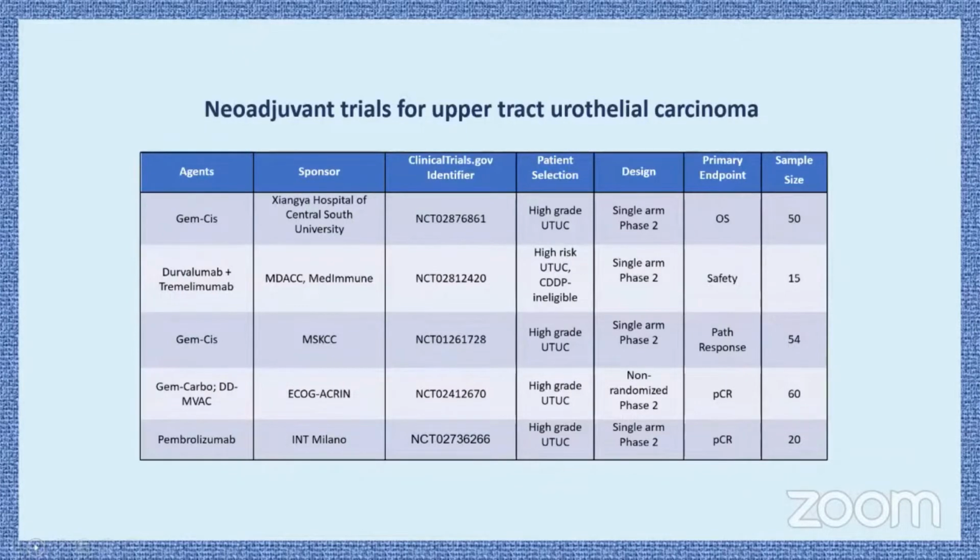Yeah, so these are some of the neoadjuvant trials for urothelial tract carcinoma, involving different drugs, which include gemcitabine-cisplatin, gemcitabine-carboplatin, and dose-dense MVAC. Along with that, there have been some studies which also include immune therapy, durvalumab plus tremelimumab and pembrolizumab. Next.